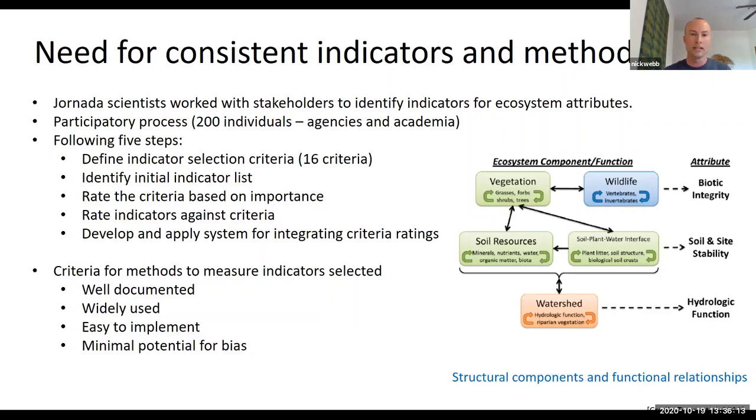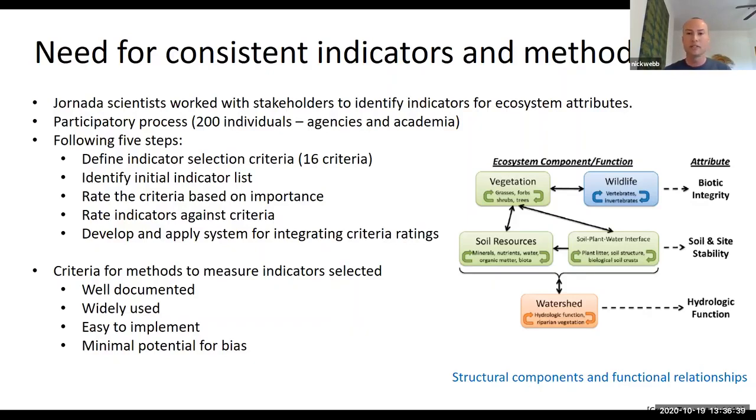And the steps look at defining indicator selection criteria, identifying a broad initial list of indicators that we could use, rating criteria that we want to assess those indicators with based on their performance, rating the indicators against the criteria, and then developing and applying a system for integrating the criteria ratings that take into account the different interests and values of the various stakeholder groups.